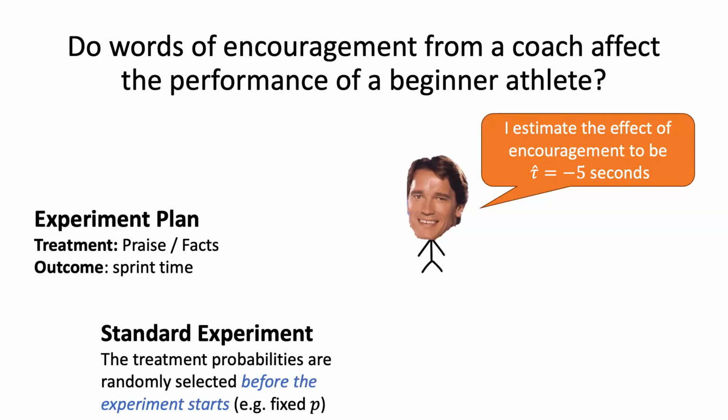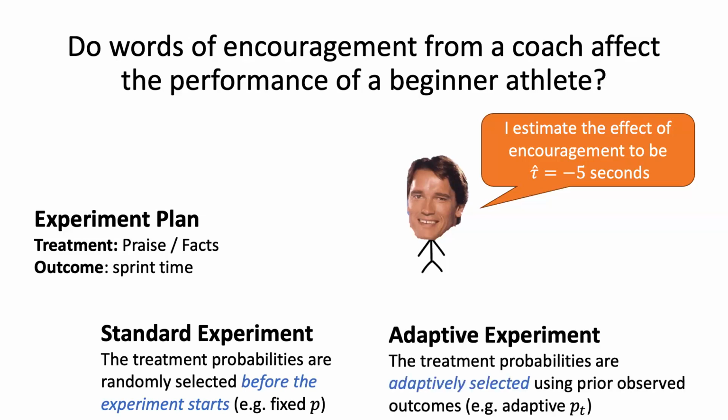Now, in a standard experiment, the treatment probabilities are normally selected before the experiment starts. So we fix some bias of the coin P, and for everyone that comes in, we'll assign treatment with probability P and control with probability 1 minus P. And that's just the way it is. But in an adaptive experiment, the treatment probabilities are adaptively selected using prior observed outcomes. So for example, we can see what the outcomes were of people who previously ran and use that to guide what our new probability of assignment is going to be.